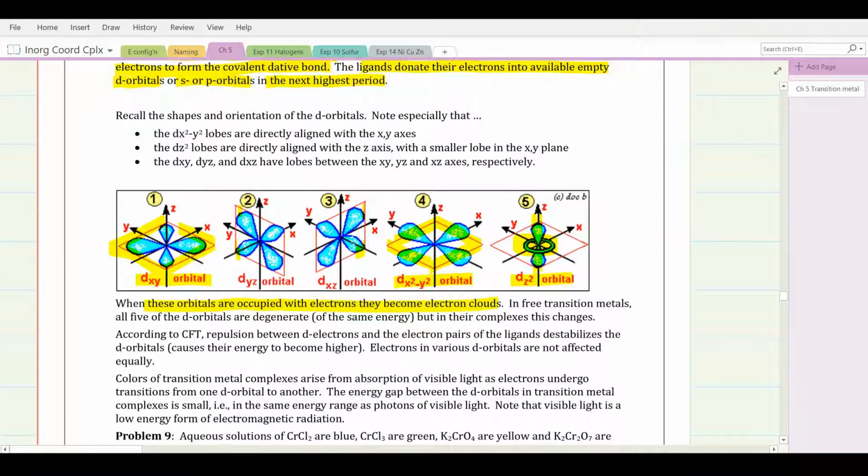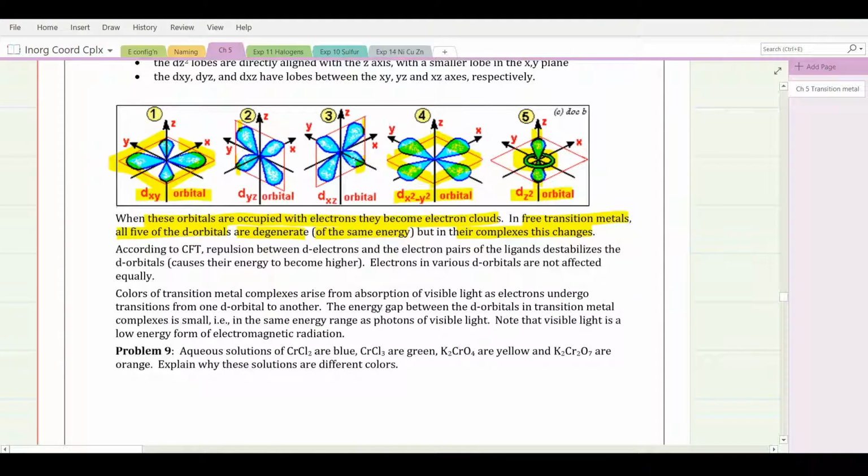Now in the free transition metal, like in the elements, all 5 of the d orbitals are degenerate. They are of the same energy. But as soon as they form compounds or complexes, that changes. According to crystal field theory, the repulsion between the d electrons and the electron pairs of the ligands causes a destabilization of the d orbitals, and the energies become higher, more unstable, more reactive. And electrons in various d orbitals are not affected the same.